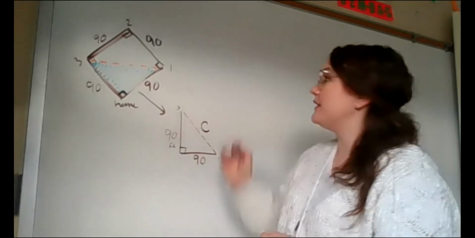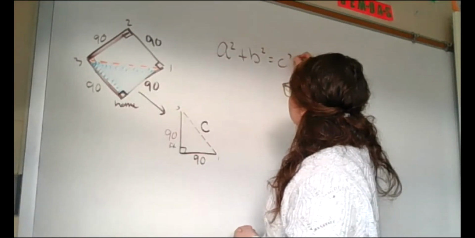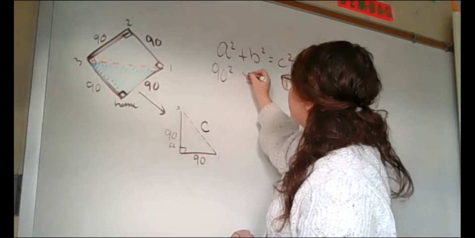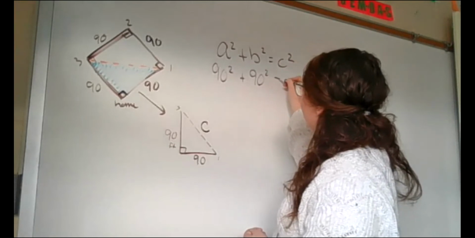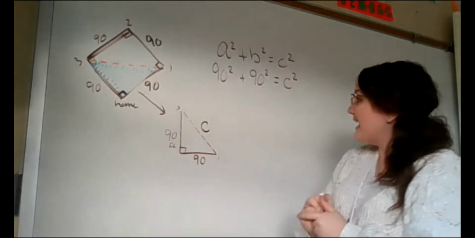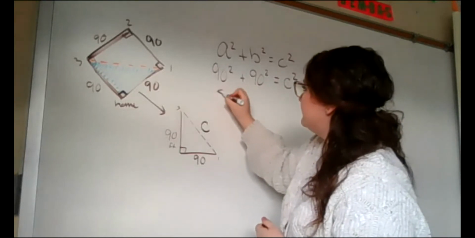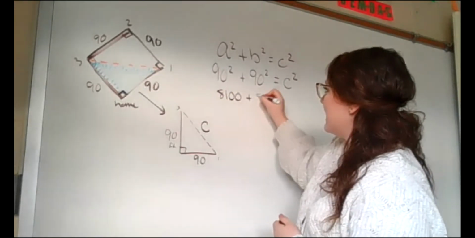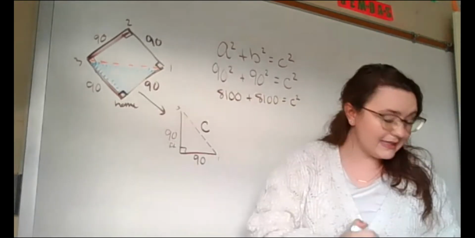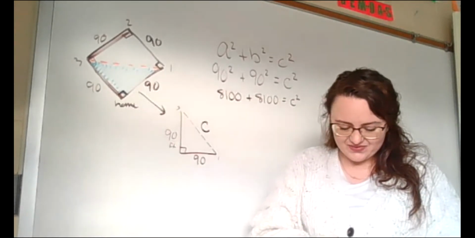So now I can plug this into my theorem. Both of my legs measure 90 feet. And I don't know the length of C. And now I can evaluate this. So 90 squared plus 90 squared equals C squared. I'm going to get a calculator so that I don't make a mistake.